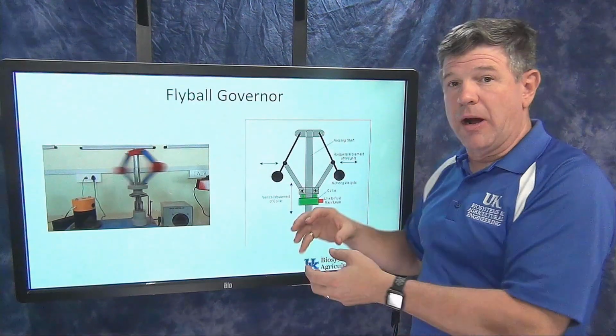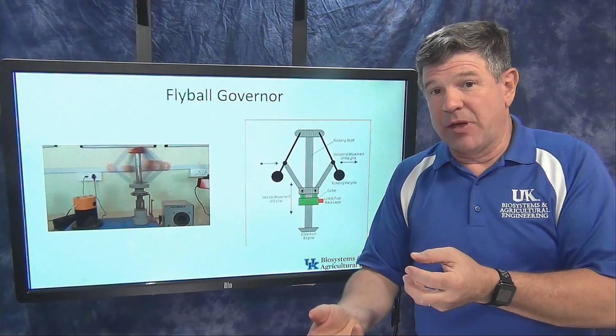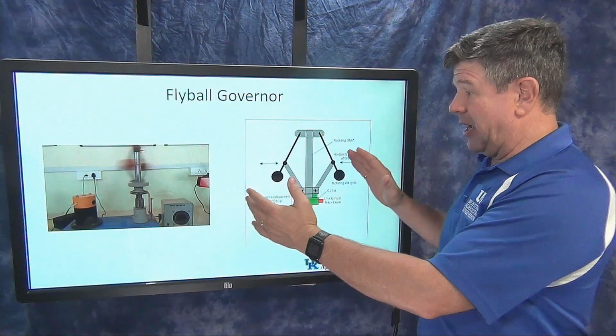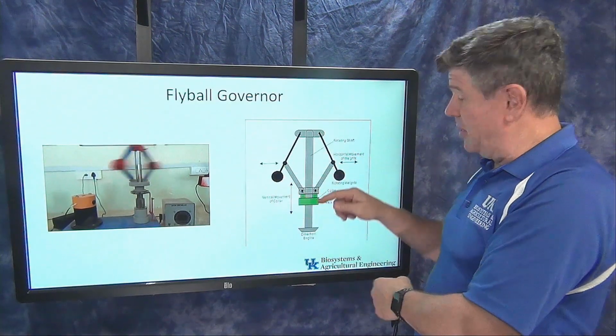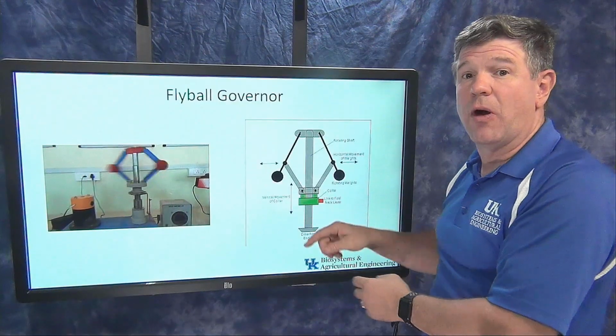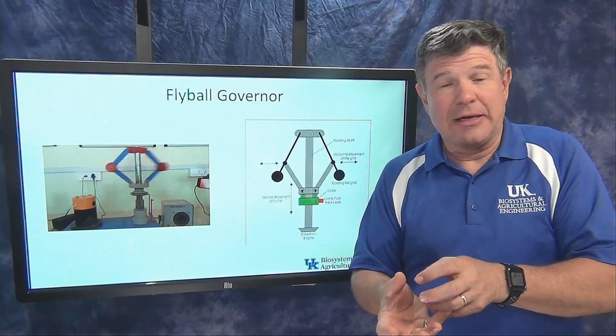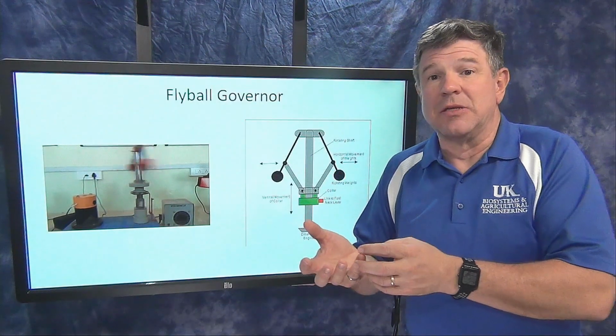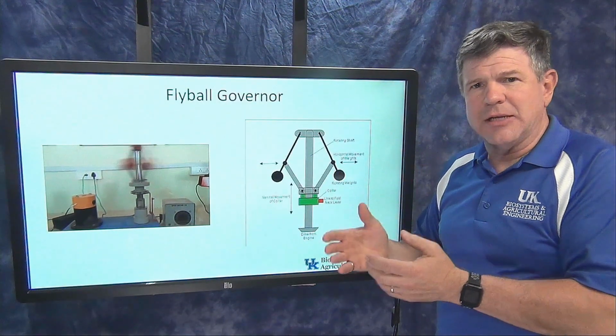It pulls this collar up. That's going to activate something on the engine to slow the engine down. So as the engine slows down, if it slows down too much, those balls come in too far, this collar slides too far down, that's going to be connected to whatever's controlling the engine. It's going to try to speed the engine back up, send some more power to it. So again, it's a balancing act.